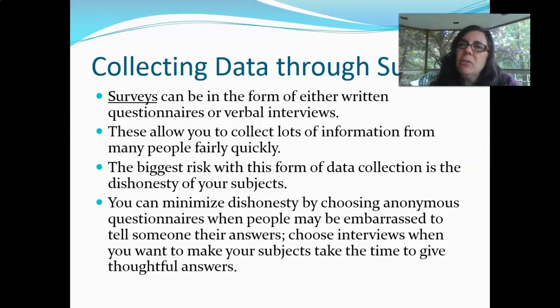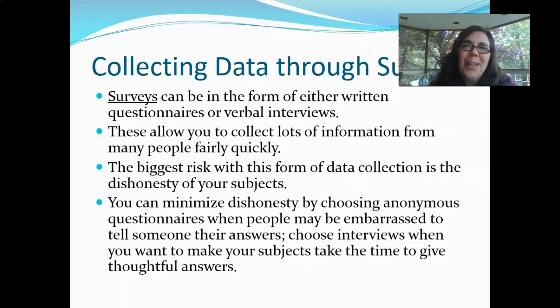And then again, right, there's also that issue we talked about at the beginning of this chapter, which is even if they want to tell us the truth, they may not know. They may not have access to the information we're asking for. But that dishonesty issue often dictates whether we do questionnaires or interviews.